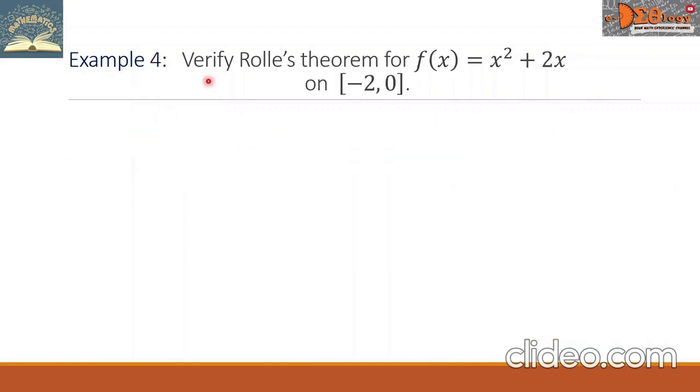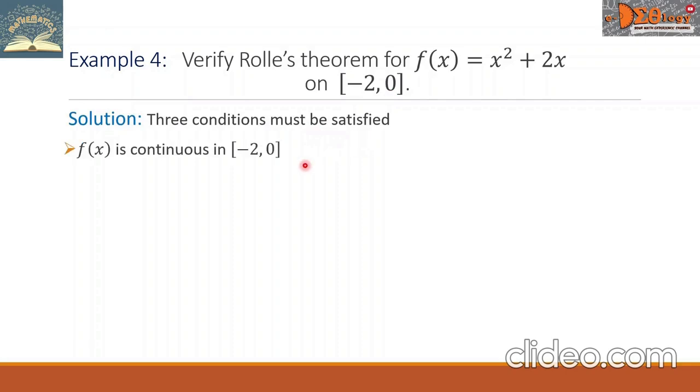Example 4. Verify Rolle's theorem for f of x equals x squared plus 2x on a closed interval from -2 up to 0. Three conditions must be satisfied. Condition 1, f of x is continuous in the closed interval from -2 to 0.